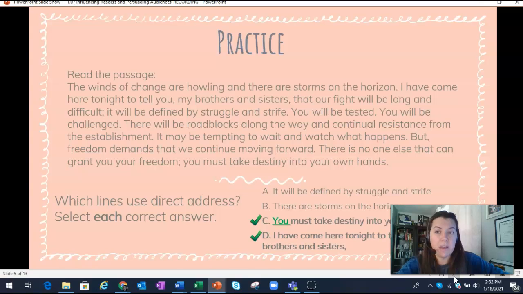And then the correct lines here are lines C and D, or answer choices C and D. We see the author using direct address by addressing the reader explicitly, calling them out with that you pronoun. You go do something. I've come here tonight to tell you. This is where the author is directly addressing the reader and calling them out with that you second person pronoun. That's an example of direct address.